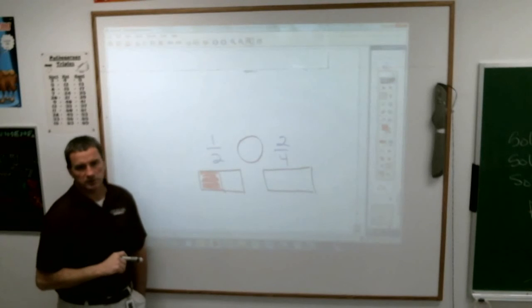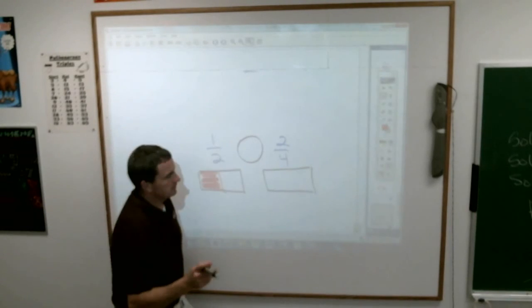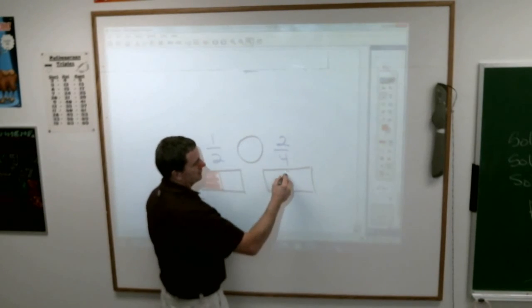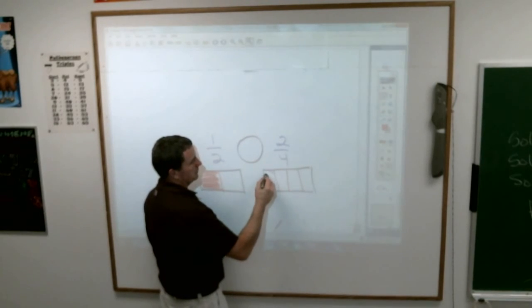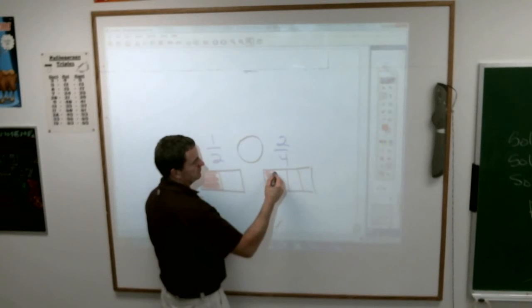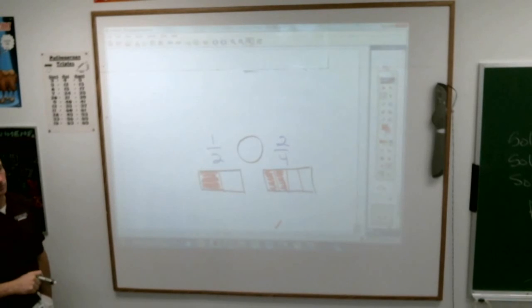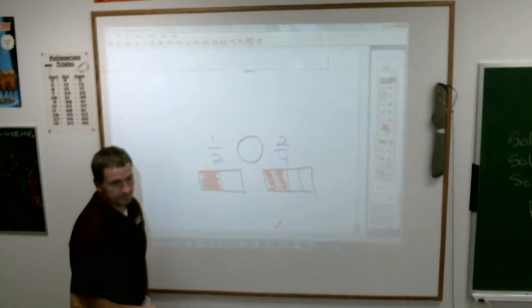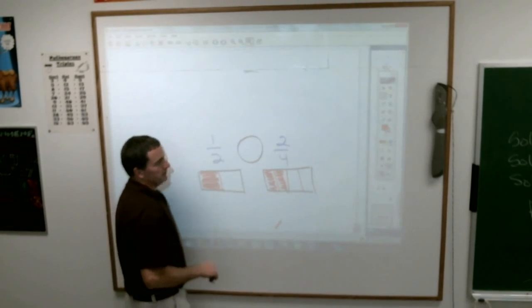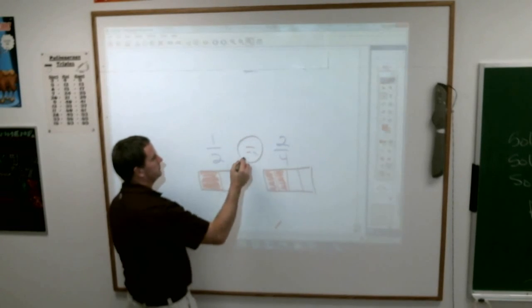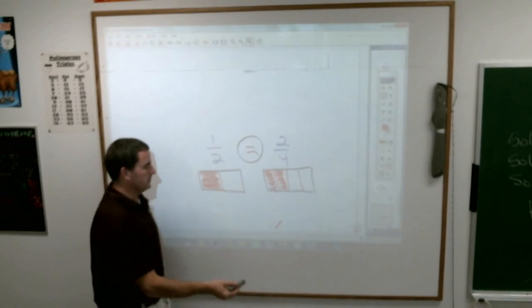And 2/4, how do I show that? Cut it into 4 pieces and shade how many? 2. And what would you say on this one? Top one there, Kate? Equal. They are equal.